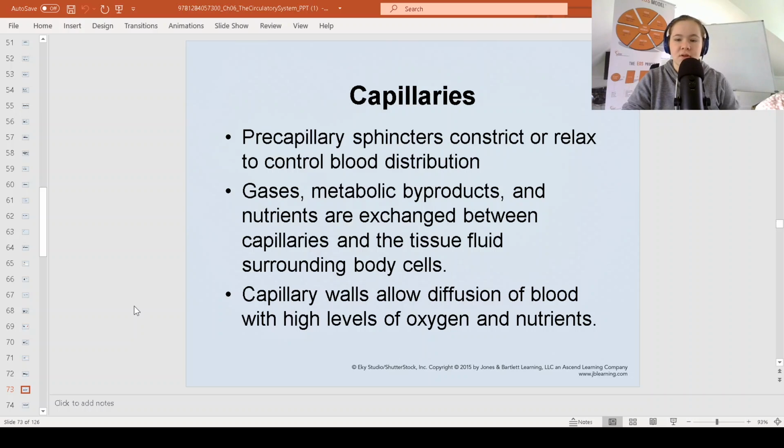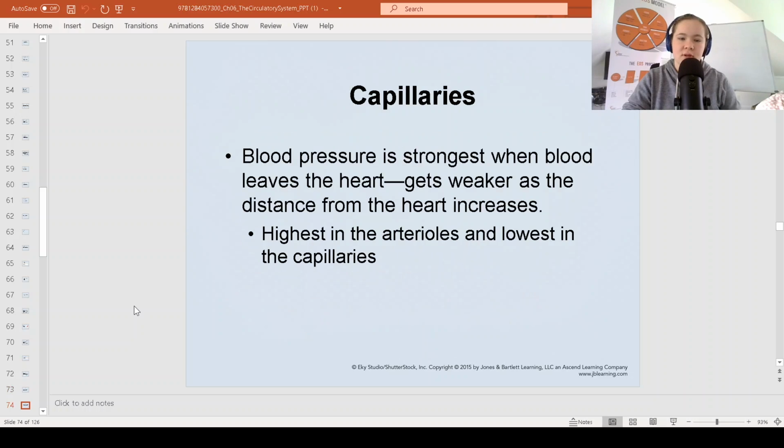Precapillary sphincters constrict or relax to control blood distribution. Gases, metabolic byproducts, and nutrients are exchanged between capillaries and the tissue fluid in surrounding body cells. Capillary walls allow diffusion of blood with high levels of oxygen and nutrients.